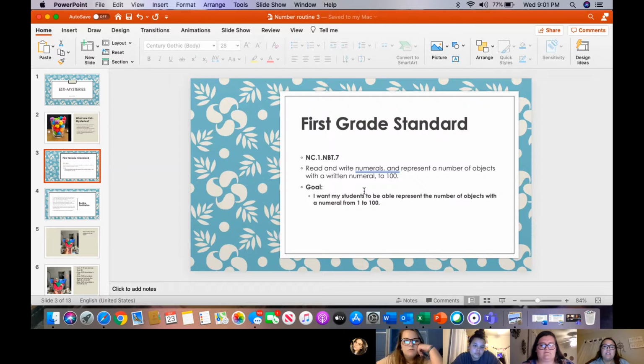I literally could not find a standard that worked, so I chose this one because I thought it was close enough. It says read and write numerals and represent a number of objects within a numeral to 100. So I chose that one because looking at the objects, they have to choose a numeral to represent the object, so how many objects are in the cup or jar or whatever they're guessing. And my goal is I want my students to be able to represent the number of objects.